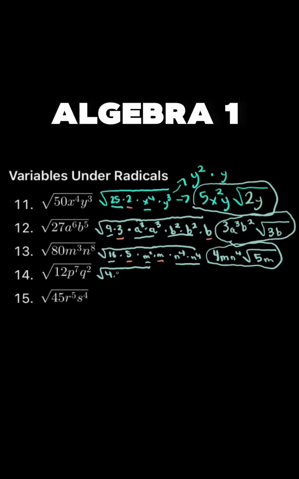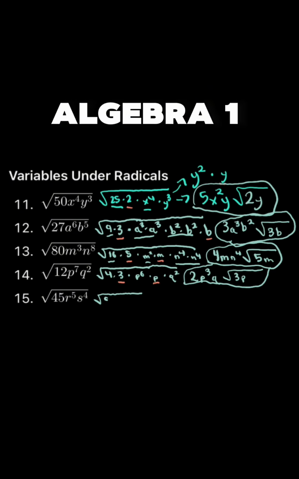Next one, 12 is just 4 times 3, and the square root of 4 would be 2, which is why we're doing that. P to the 7th is just p to the 6th times p, and the square root of p to the 6th would be p to the 3rd. In q squared, obviously q. So we'd have an extra 3p inside of the radical. So we'd take out the q, p to the 3rd q, and we'd have an extra 3p inside.